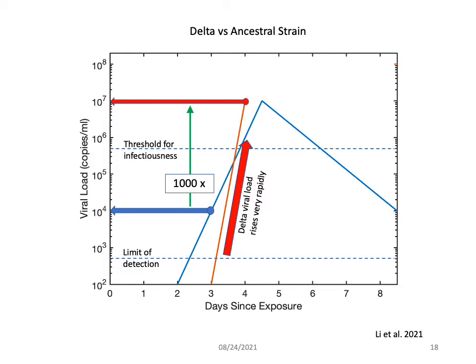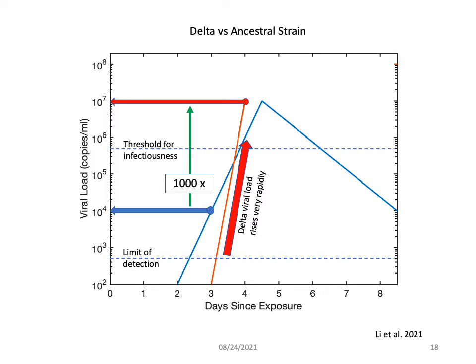Delta, on the other hand, is a little tricky. It stays low in the body for about 3 days after exposure, and it becomes detectable between 3 to 4 days after exposure. But when it starts to replicate, it does that very fast. The viral load becomes about 100,000 times larger over just one day.